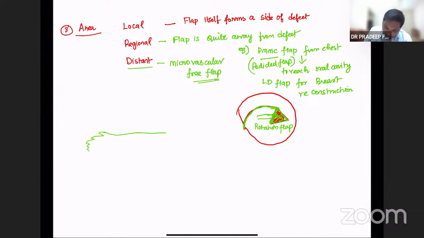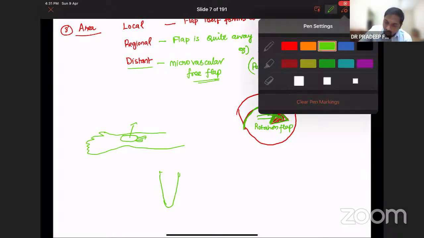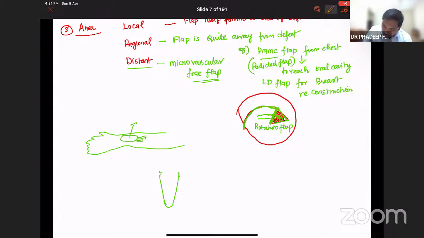So this is the hand. Here we are harvesting the skin island based on the vessel. You are removing the skin island along with the vessel and placing it in the tongue. This is commonly used for tongue reconstruction. Hemiglossectomy has been done. So what you will do is place the radial forearm free flap here along with the two vessels.